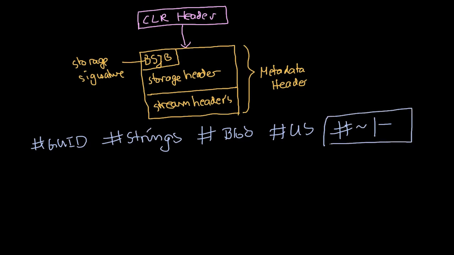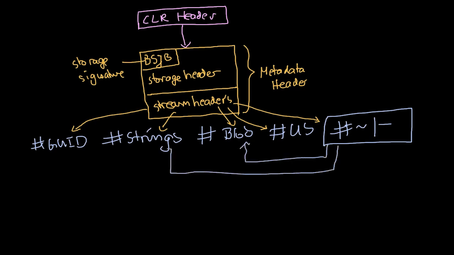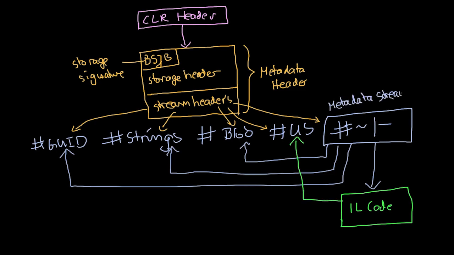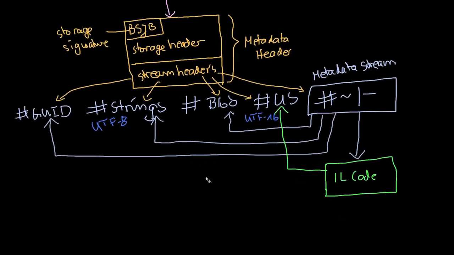The last two streams are the optimized and unoptimized metadata stream. One .NET file can only have one of those. The hash tilde is the optimized one, the hash minus the unoptimized one. These contain the metadata tables and reference three of the other streams: blob, strings, and GUID. They also reference the actual IL code instructions, which in turn may reference user-defined strings on the US heap. In a hex editor, you can distinguish strings and US streams by checking whether the strings are UTF-8 or UTF-16.